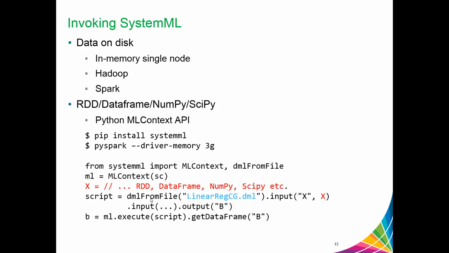The Python ML context is similar to the Scala ML context described earlier. SystemML's Python package is available on PyPI and can be installed using the pip command.